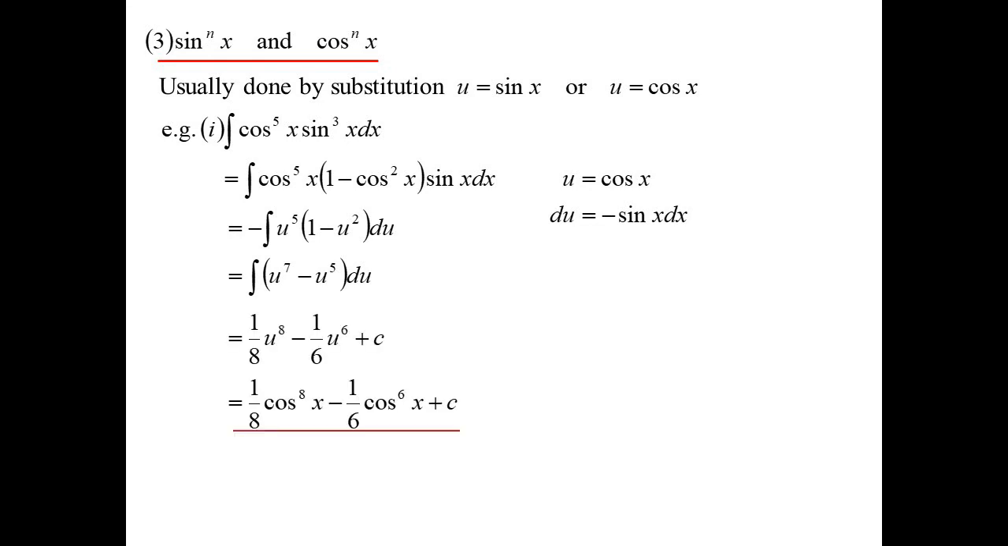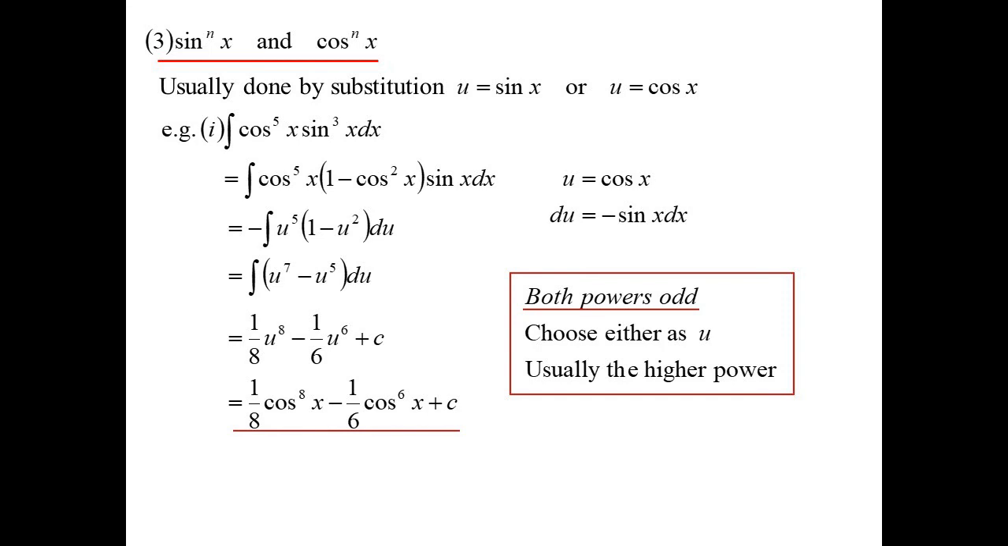So if both powers are odd, either one can be u, cos or sine, it doesn't matter. But you pull the power of one out, it's going to become your du. So it's probably more sensible to use the higher power as the u, which means the one you're pulling out will be the lower power. Because that means your 1 minus cos squared, in this case, is going to be raised to a lower power, and so there's less expansion to do.